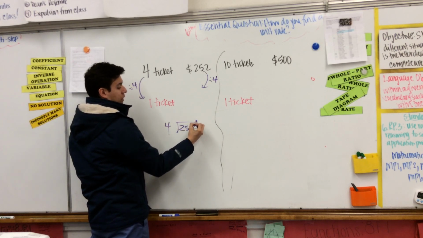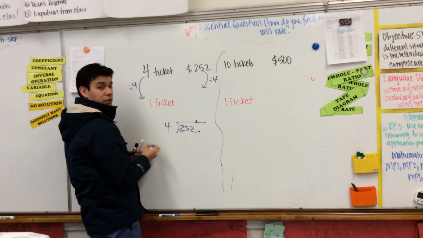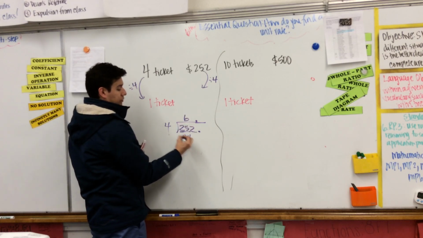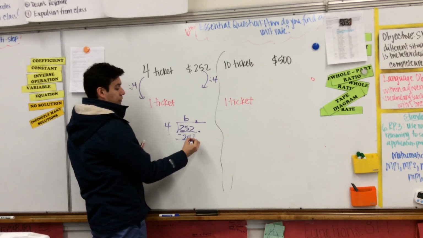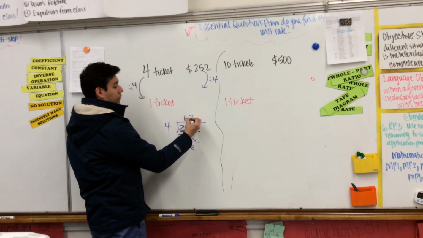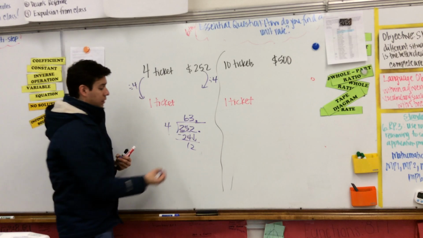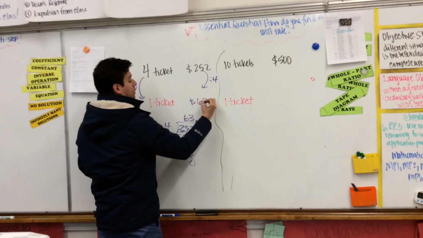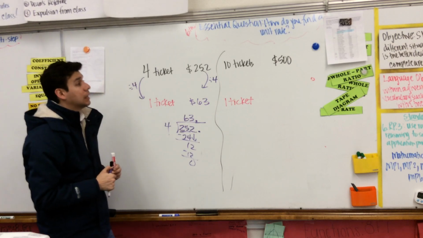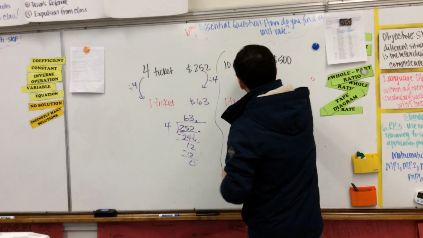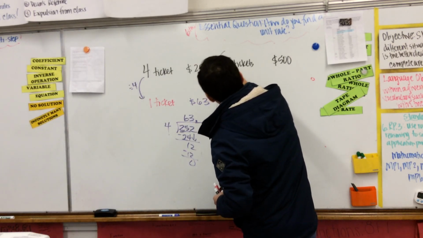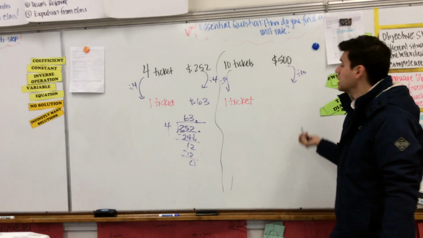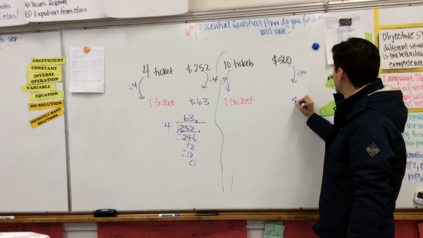Decimal, shoot it up. 4 goes into 2, 0 times. 4 goes into 25, 6 times. Drop the 2. 4 goes into 12, 3 times. Okay? So, one concert ticket will cost me $63. Let me go over here. Same thing, divided by 10. Well, this was easy when we're dividing by 10.